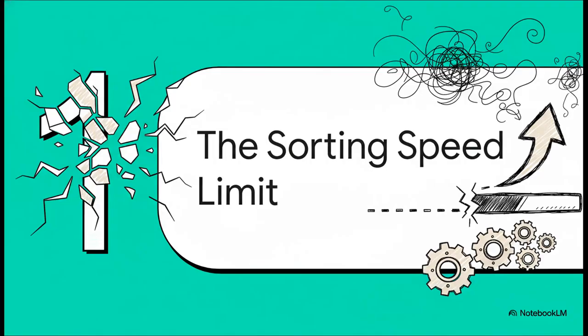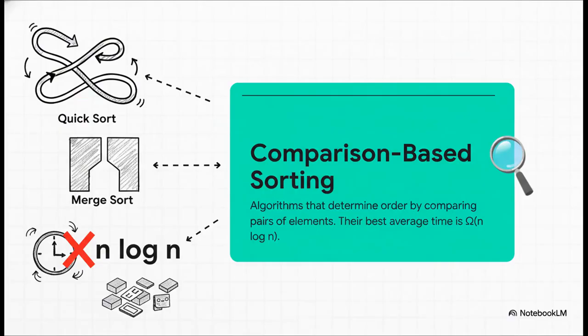Okay, so before we can break the rule, we have to understand the rule, right? Let's talk about this so-called sorting speed limit. That famous O(n log n) speed limit really only applies to a specific family of algorithms, comparison-based sorts. We're talking about the big names here, like quicksort and merge sort. All they can do, their only tool, is to ask a simple question over and over. Is this element bigger or smaller than that one? And if that's the only game you're allowed to play, the math is pretty clear. You just can't do better than n log n time on average.